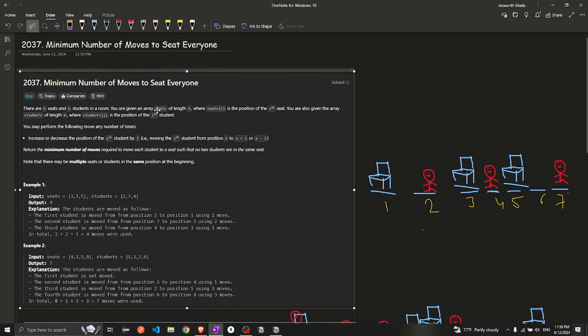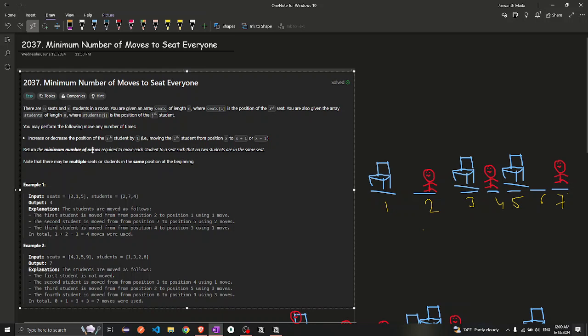You are given an array seats of length n, where seats of i is the position of the ith seat. You are also given the array students of length n, where students of j is the position of the jth student. You may perform the following move any number of times: increase or decrease the position of the ith student by 1. That is, either we can move him to the right, which is x plus 1, or to the left, which is x minus 1.